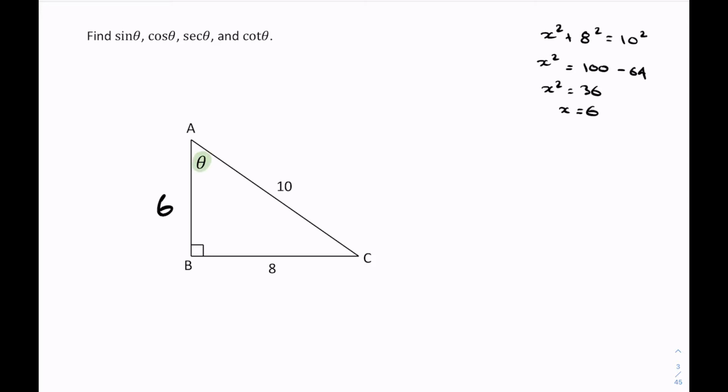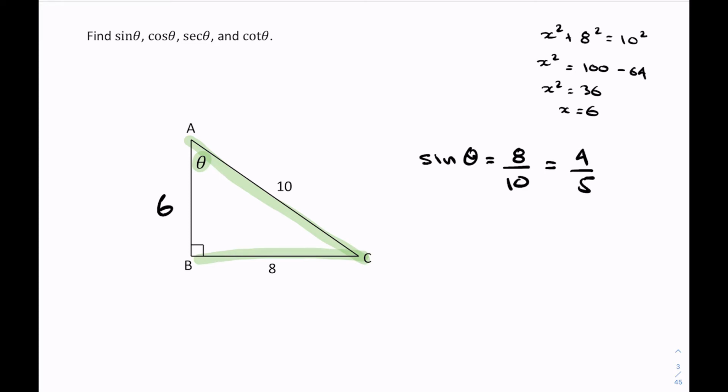So sine of theta. We know that theta is our reference angle, and the sine of it is going to be the opposite over the hypotenuse. Notice that it's asking me for sine theta, not the value of theta, but the value of the ratio of its opposite and hypotenuse. So I'm going to write sine theta equals 8 over 10. And if I reduce that, I get 4 over 5.